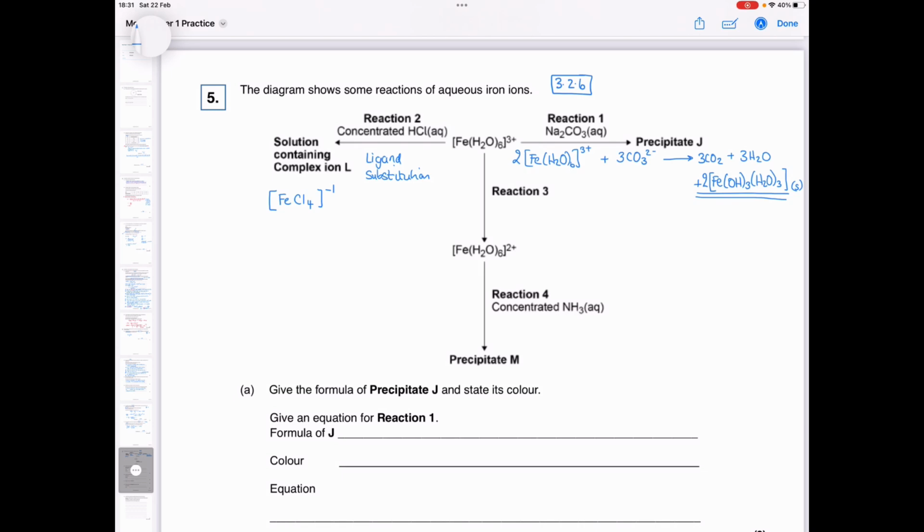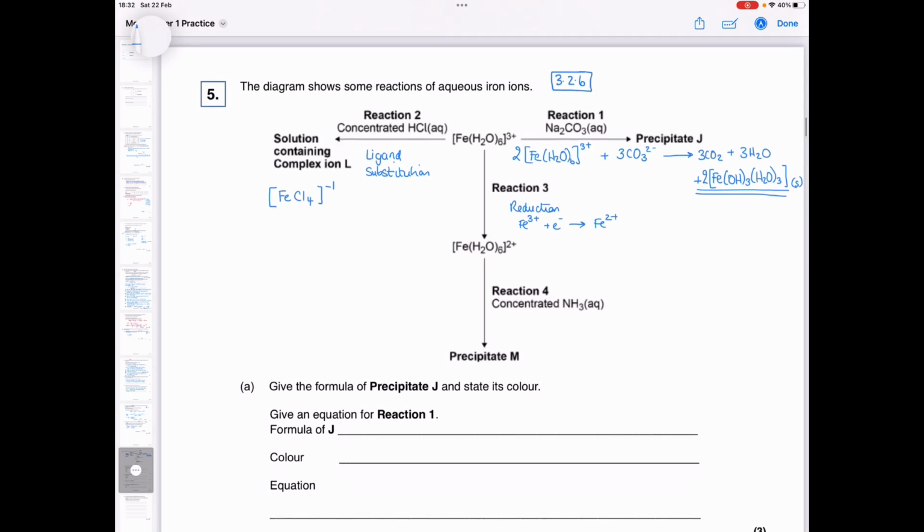Reaction 3 is a reduction. Fe3+ plus e- goes to Fe2+. And then finally we've got the reaction with concentrated ammonia. So we're going to form precipitate M. So this is also going to form a hydroxide precipitate.